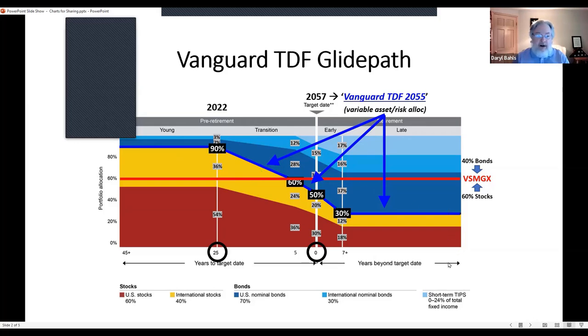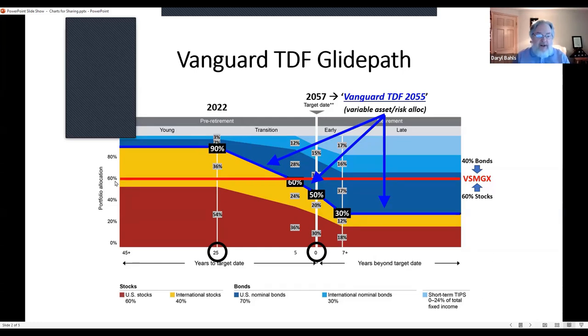This is an asset allocation table for the Vanguard target date glide path. For those who can't see it, it goes from years to target date, and then to beyond the target date, and shows how different funds are allocated between U.S. and international stocks, and U.S. bonds and international bonds, and some short term TIPS.